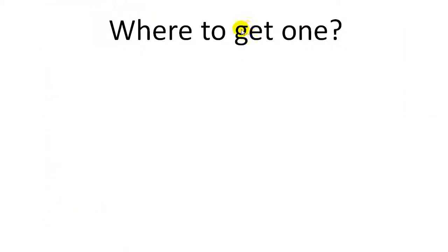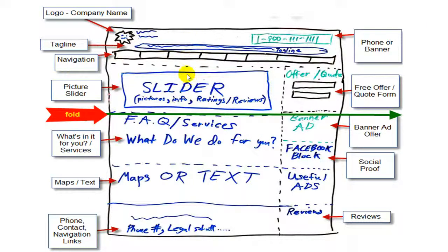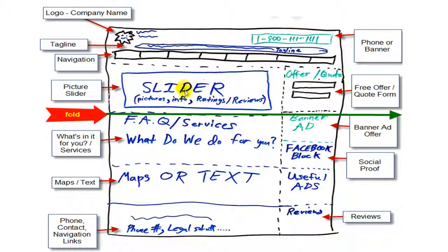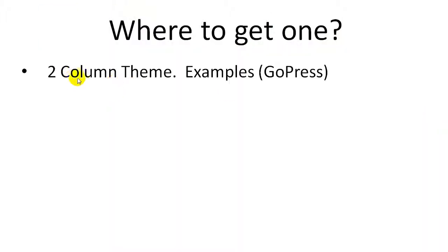So where do you go about getting access to one of these WordPress themes that looks similar to something like this? Now, most likely you're going to need to build something that looks like this. And depending on your niche, you can build it quickly and fairly easily. But for the basic platform, you're going to need some 2-column theme. As you can see here, if I go back, we've got the main column, and then this whole thing here is just the sidebar. So it's a typical 2-column theme. And examples of sites that look similar to this is GoPress. So let me go ahead and show you that.